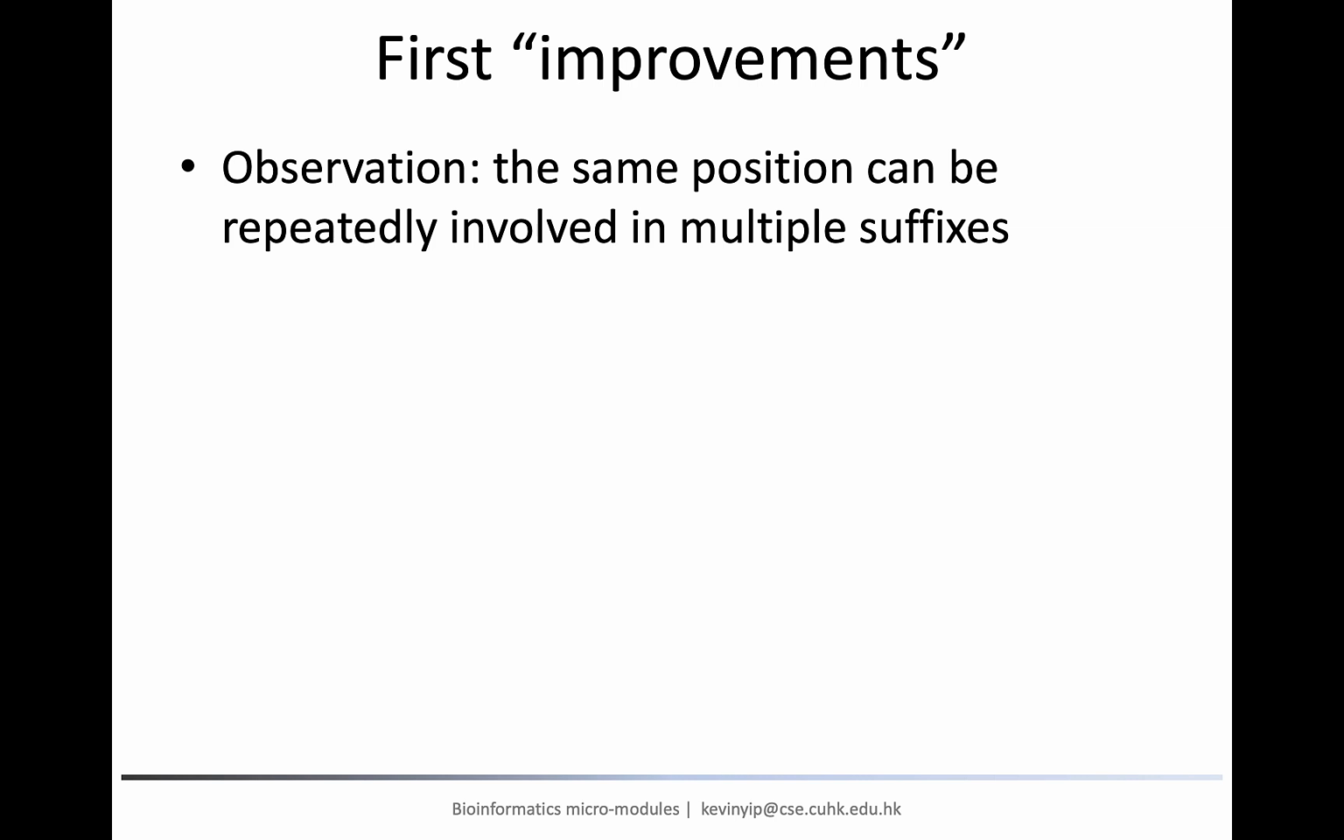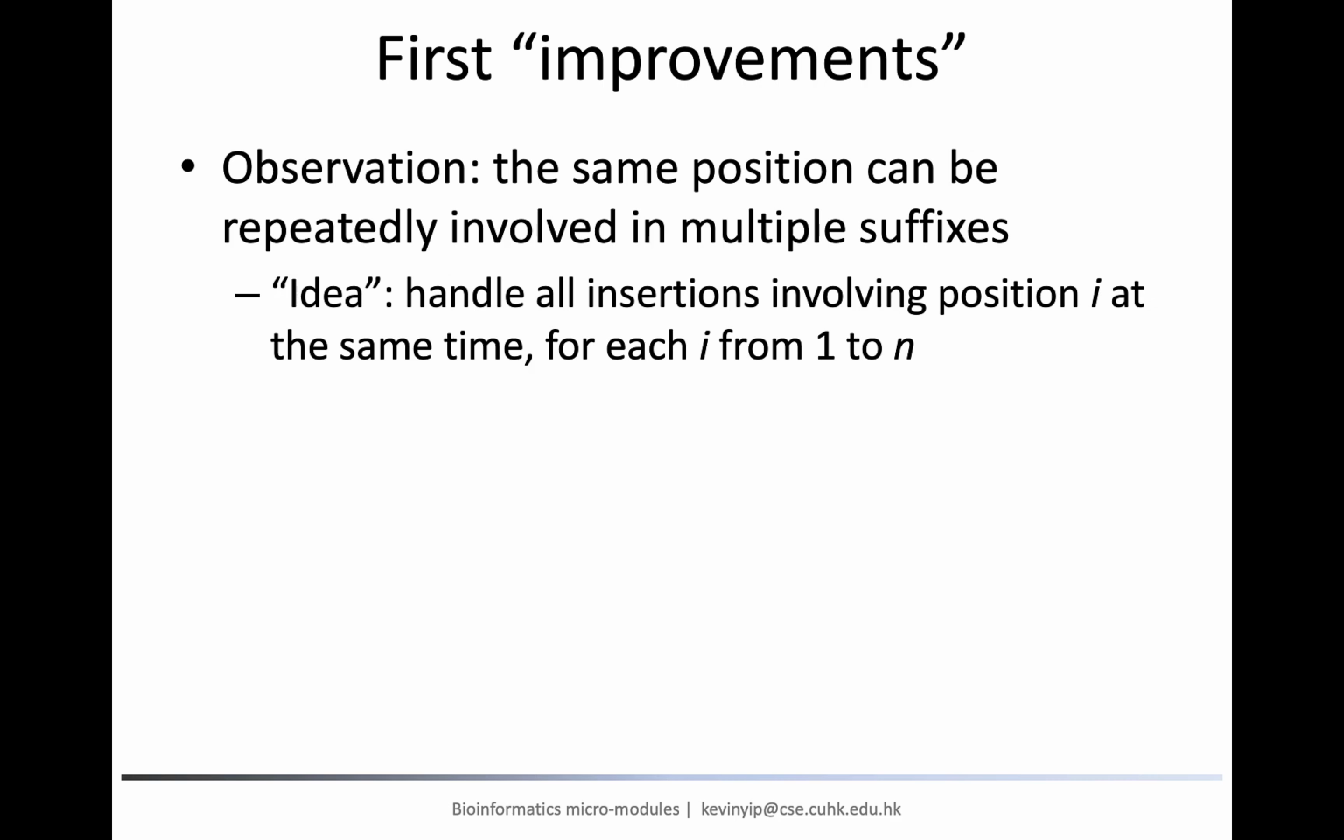The first observation is that the same position could be repeatedly involved in multiple suffixes, and therefore it was inserted into the tree again and again. For example, the $ symbol was involved in every suffix of the sequence, and therefore it was inserted a total of n times into the suffix trie. If we instead insert these n $ symbols, one right after the other, it might be possible for us to find some ways to reduce the amount of computations needed. This is the first idea that we are going to implement.